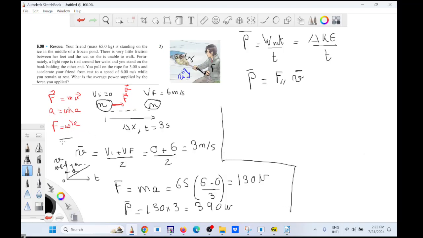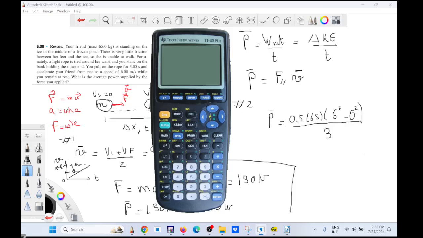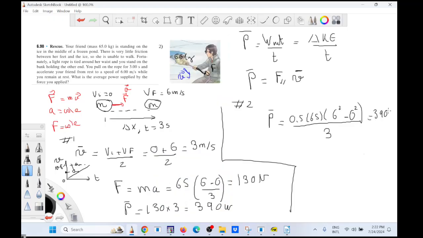So that's number 1. Number 2, I can use this instead. So the average power will be the change in kinetic energy. So 0.5 times 65 times final speed, 6 squared, minus initial speed squared, over the time elapsed, which is 3. So 0.5 times 65 times 36 divided by 3, and you get 390 watts.